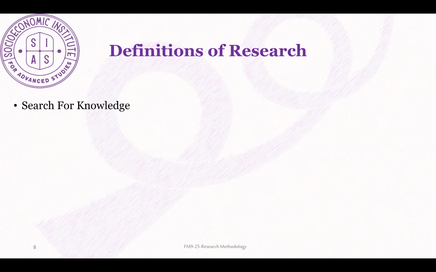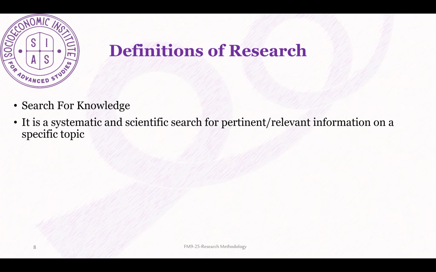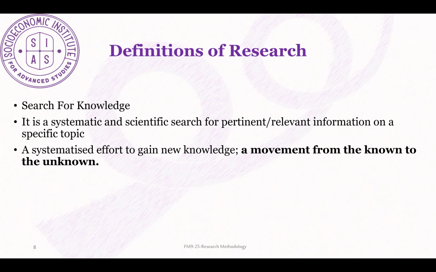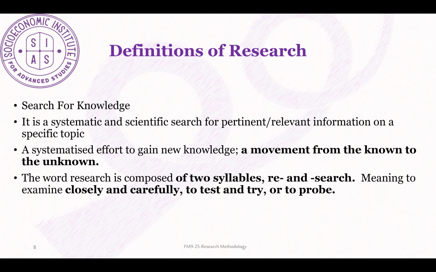So let us define research. What is research? It is a search for knowledge, as we know. It is also a systematic and scientific search for pertinent, relevant information on a specific topic. It is a systematic effort to gain new knowledge, a movement from the known to the unknown. And so this is why we do a research methodology. We use a specific methodology to discover the unknown, starting from the known, starting from the literature review.